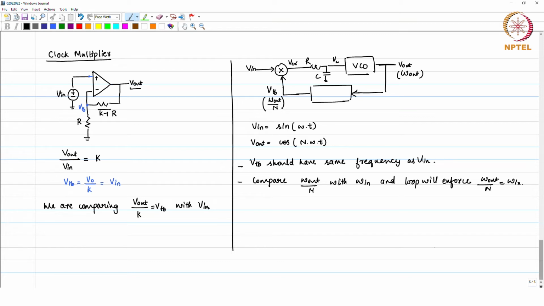Keep this difference in mind between a voltage follower and a PLL. In case of a voltage follower, you were dividing the voltage. So, if I happen to do this, I know V out is cosine omega t, I just divide the voltage using a resistive divider the way I have been doing for the voltage follower. What will I get? V feedback as 1 by n times cosine of n omega t. Does it divide the frequency? Not at all. It does not divide the frequency at all. So, you cannot use this kind of resistive network here, it is not possible.